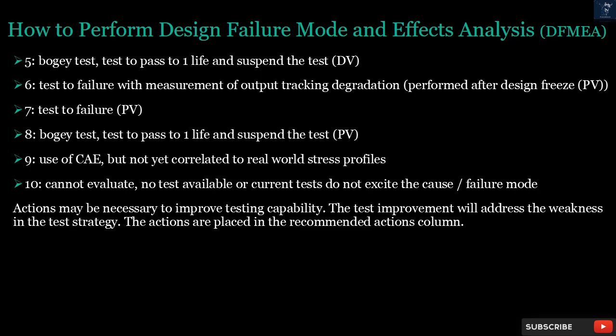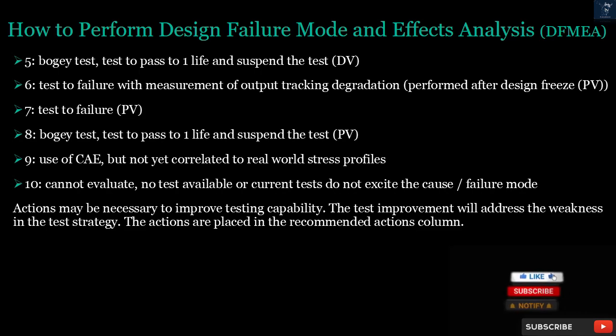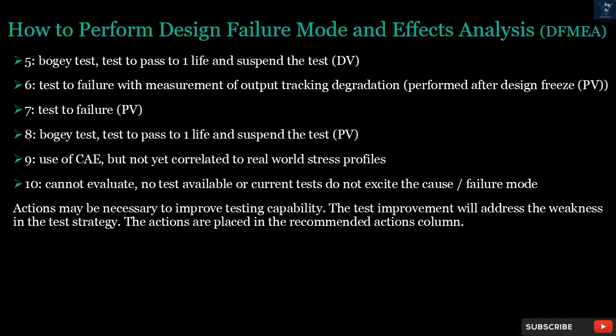6. Test to failure with measurement of output tracking degradation, performed after design freeze, PV. 7. Test to failure, PV. 8. Bogey test, test to pass to one life and suspend a test, PV. 9. Use of CAE, but not yet correlated to real-world stress profiles. 10. Cannot evaluate, no test available or current tests do not excite the cause or failure mode. Actions may be necessary to improve testing capability. The test improvement will address the weakness in the test strategy. The actions are placed in the recommended actions column.